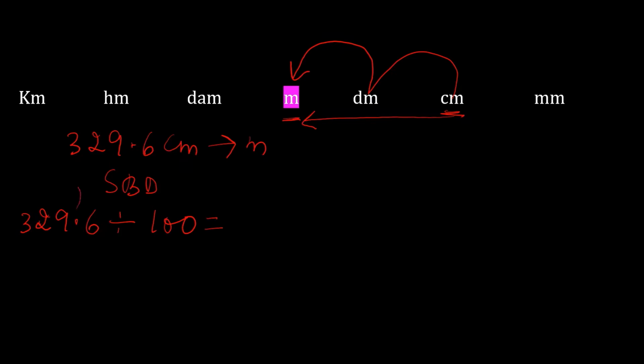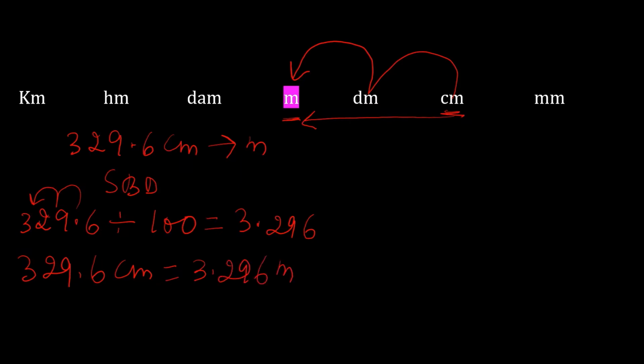By which number will you divide? By 100, because centimeter to decimeter, decimeter to meter, 2 jumps. So 2 zeros after 1. So if you divide 329.6 by 100, you have to shift 2 decimal places to your left hand side. So you will get 3.296 meter. So 329.6 centimeter is nothing but 3.296 meter. Just follow these steps and it becomes very easy. Now let me take one more example to make it more clear.